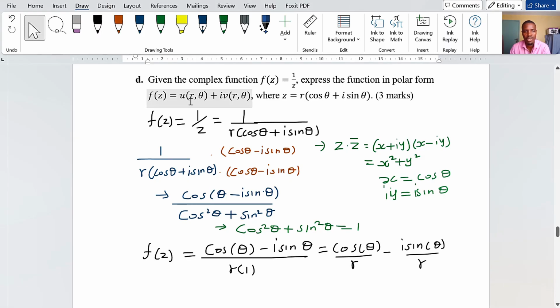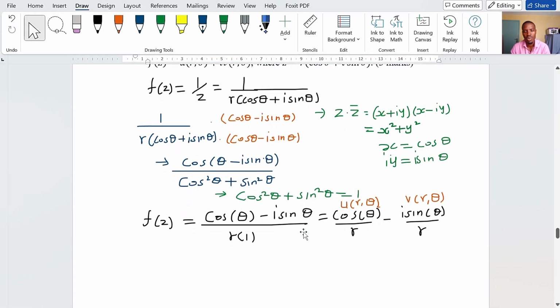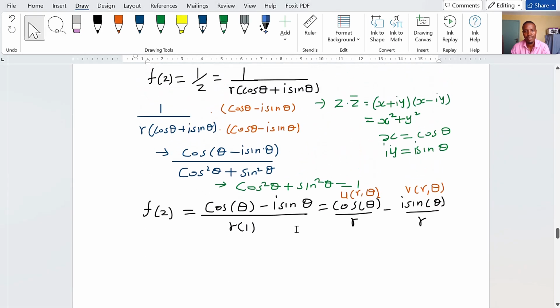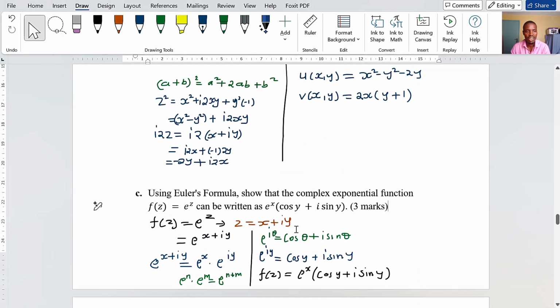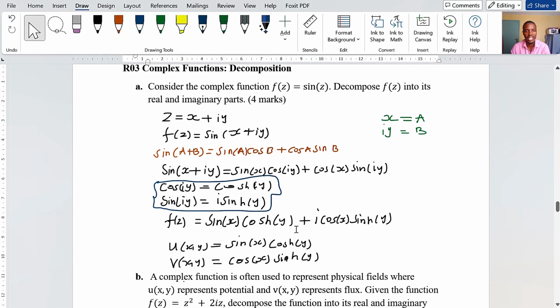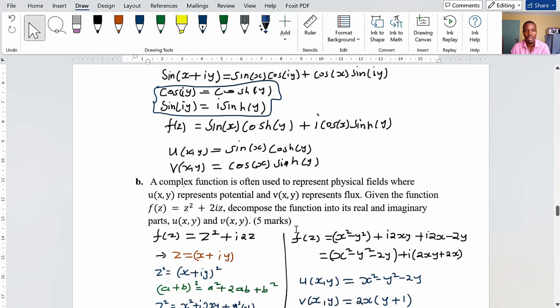And that is what we have. u of r and theta, you can see u is this part. So this is our u as a function of r and theta, and then this is our v as a function of r and theta. You can separate to list u and v, but you're asked to leave it in that form. So we already have that. Now that marks the end of revision 3 on complex decomposition.